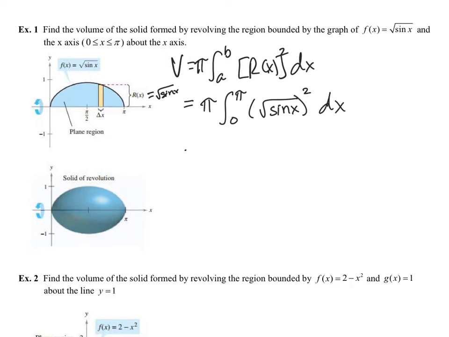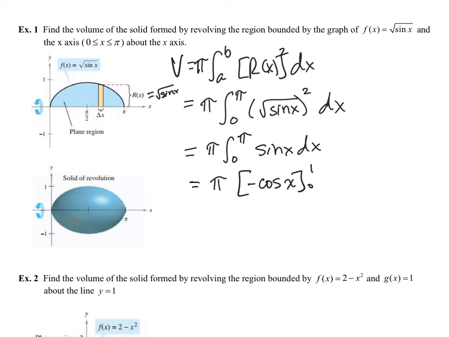All right, so we can simplify this a little bit because you'll notice we have a square root that's being squared, and squaring and square roots are inverses of each other. So we can simplify this and rewrite it as pi times the integral from 0 to pi of just sine x dx. And so now we can find the antiderivative and then find the actual volume. So this is going to be pi times the antiderivative of sine x, which is negative cosine x, and then we're going to evaluate that from 0 to pi.